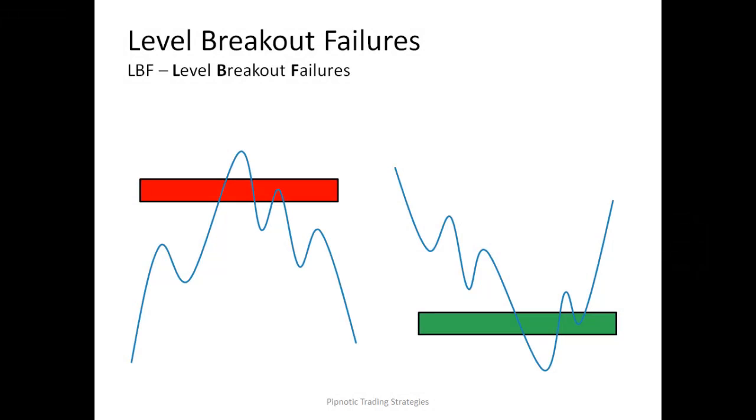If we look at the next strategy, which is called the level breakout failures, traditionally price will be moving very strongly up to a level, and it'll make a great attempt to move through and perhaps hold above this level or below this level for a period of time, and then finally price will move back below or above and then follow price either lower or higher.